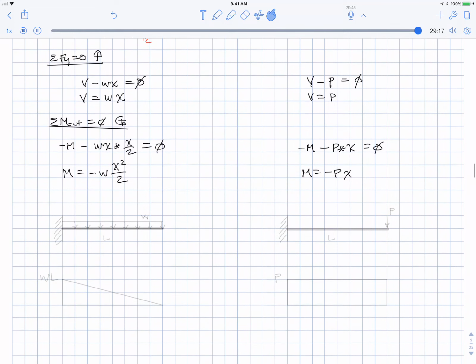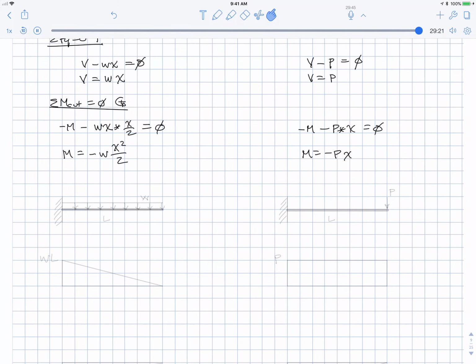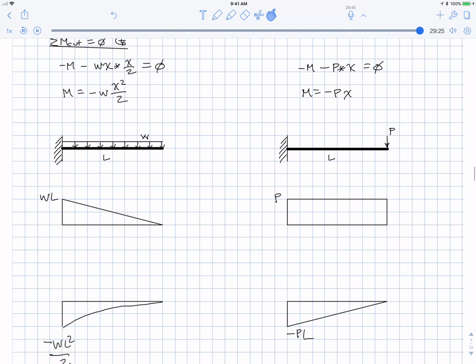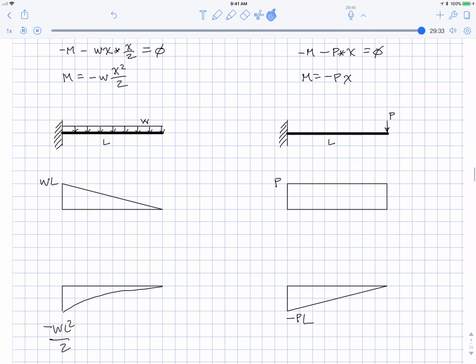And in the interest of time, I've gone ahead and drawn the shear diagrams and the moment diagrams for both of these. And here are the answers, and you can make these plots in Excel or however you want. There are other clues that help you with drawing these plots, and you'll learn all about that in Mechanics of Materials.